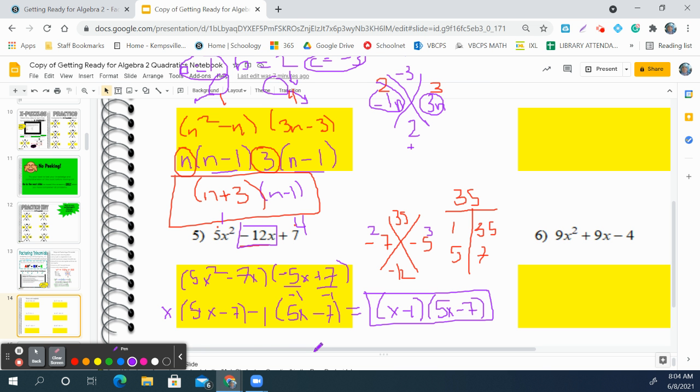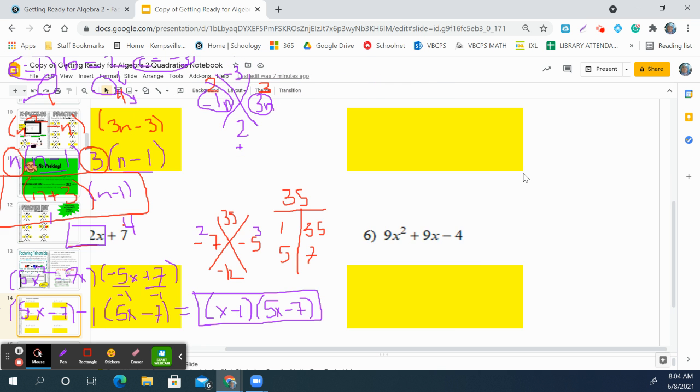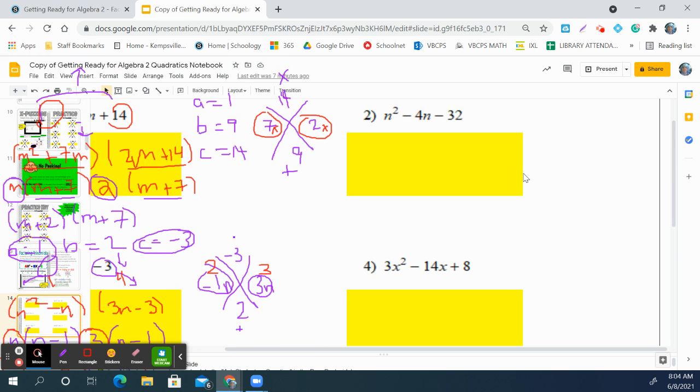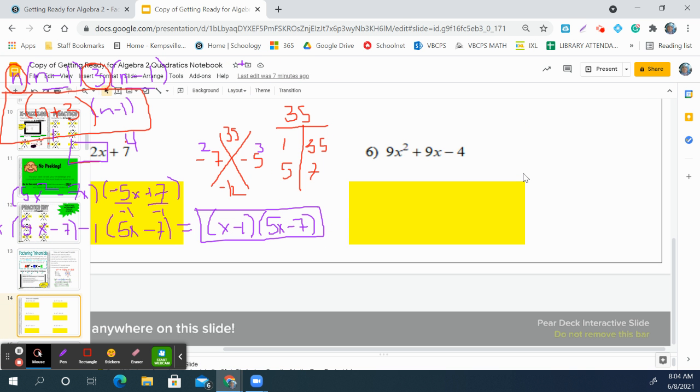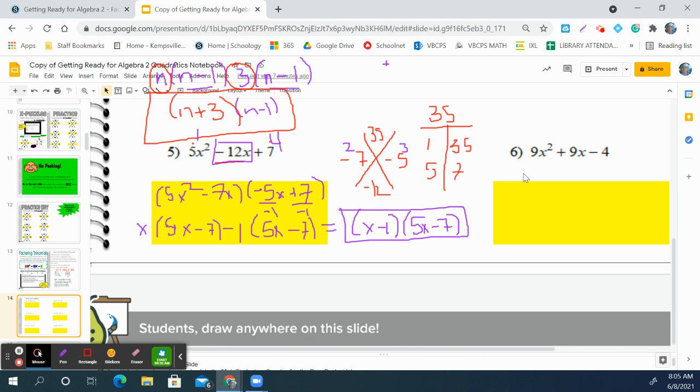Try the right side on your own. It's x minus 1. X minus 1 times 5x minus 7.